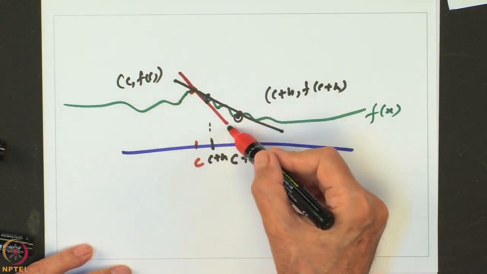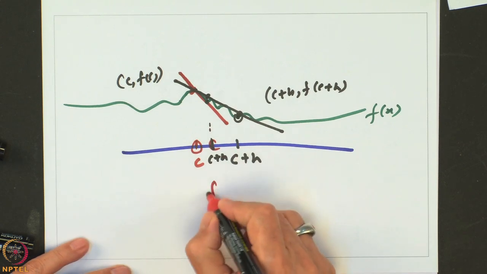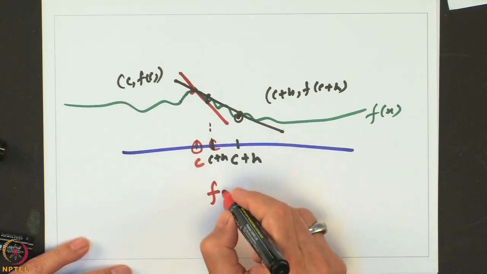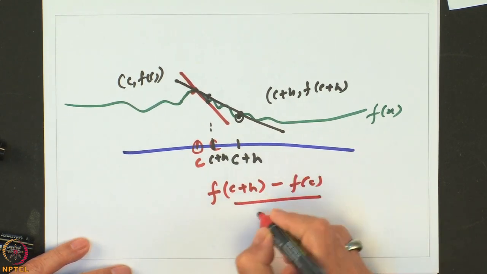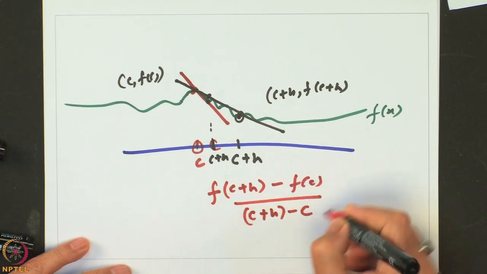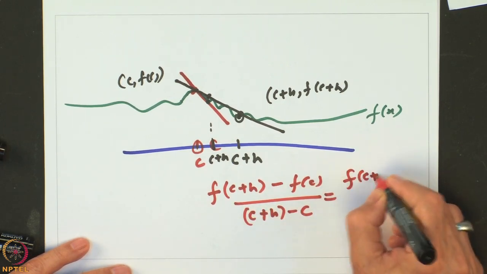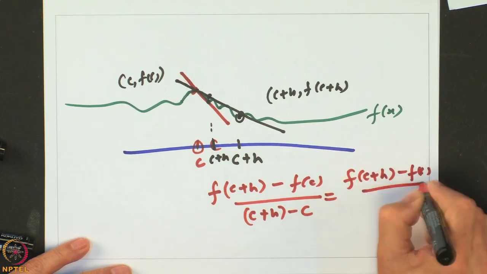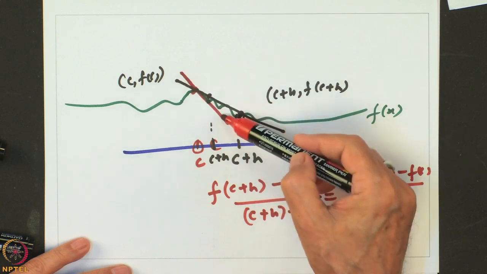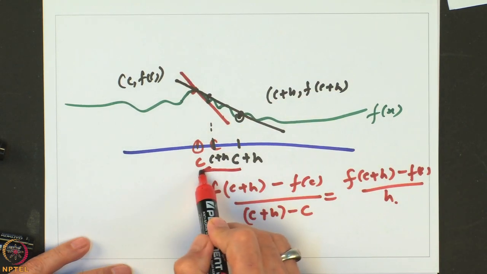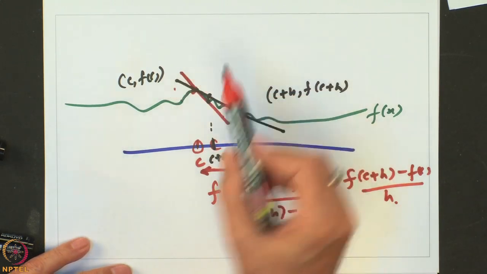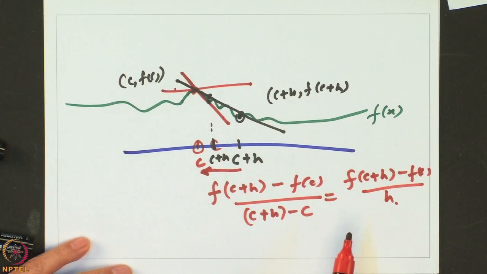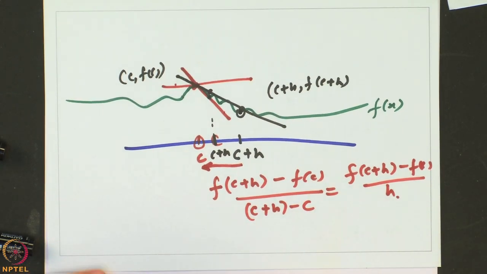So, what is the slope of this line which passes through c and c plus h? If you recall the equation of a straight line, it is y2 minus y1, that is, f of c plus h minus f of c, divided by c plus h minus c. That is equal to f of c plus h minus f of c divided by h. That is the slope of this line, and as this point comes closer and closer to c, this line will merge all the points to one point. That will become a tangent to the function f of x at the point c.